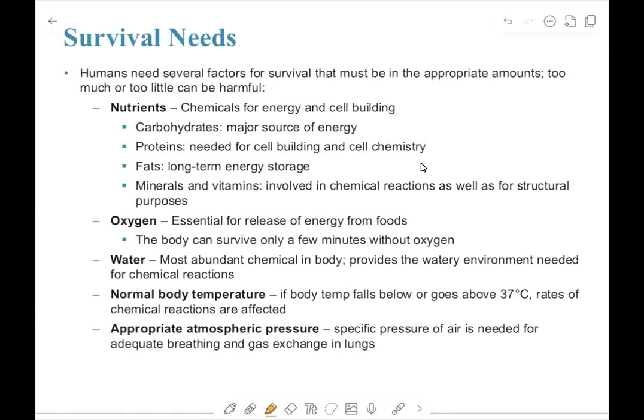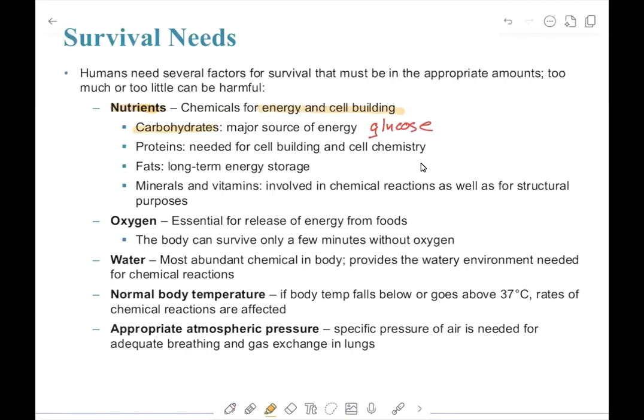This slide is showing the survival needs of humans, and they're necessary for survival. The first is nutrients, and the nutrients are the chemicals needed for energy and cell building. The first would be carbohydrates. It's the main source of energy. And the best example would be things like glucose.